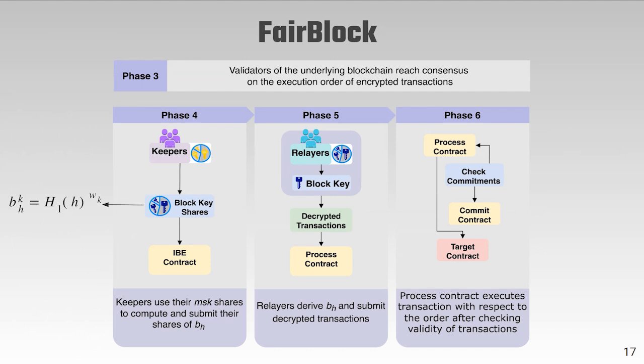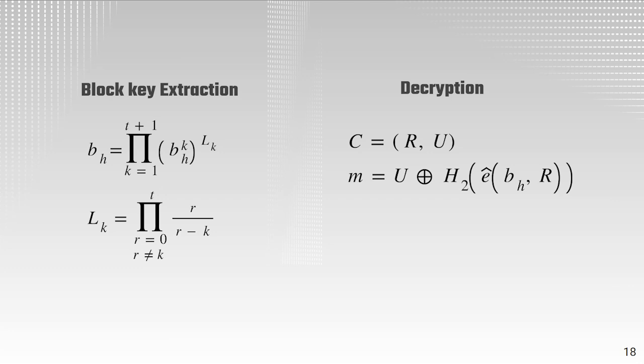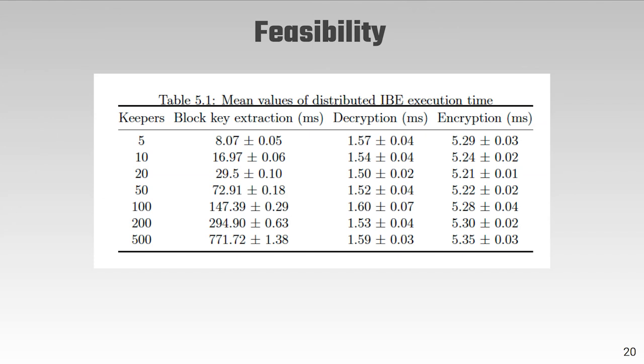After the validators of the underlying blockchain finalize the order and inclusion of the encrypted transaction, keepers send their block key shares, and these block key shares do not leak anything about the master secret key shares. This is where our work is good, because we don't need to rerun the DKG, since the master secret key shares remain secret. Once the block key shares are broadcast, a relayer or group of relayers can extract the block key using the shares and the Lagrange interpolation formula, just like in the Boneh-Franklin scheme, and then decrypt the transactions and send them for execution to the target application, like a decentralized exchange.